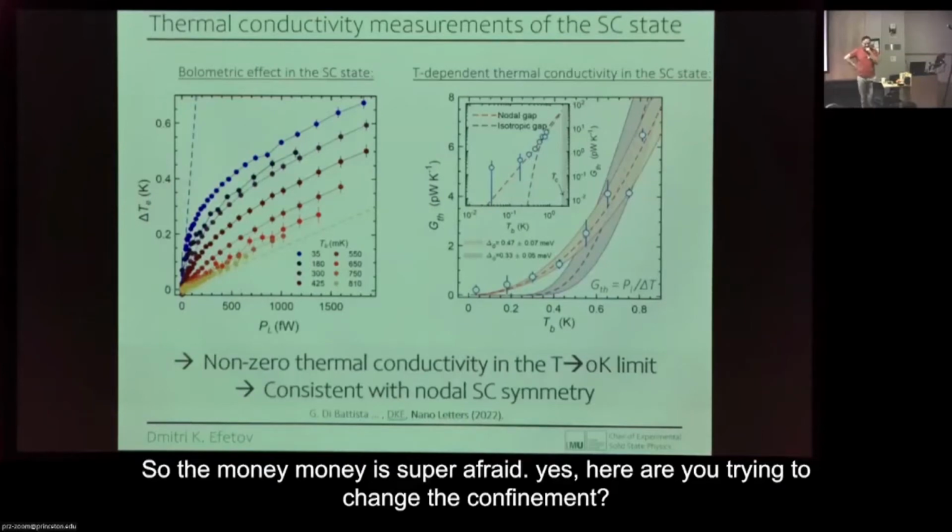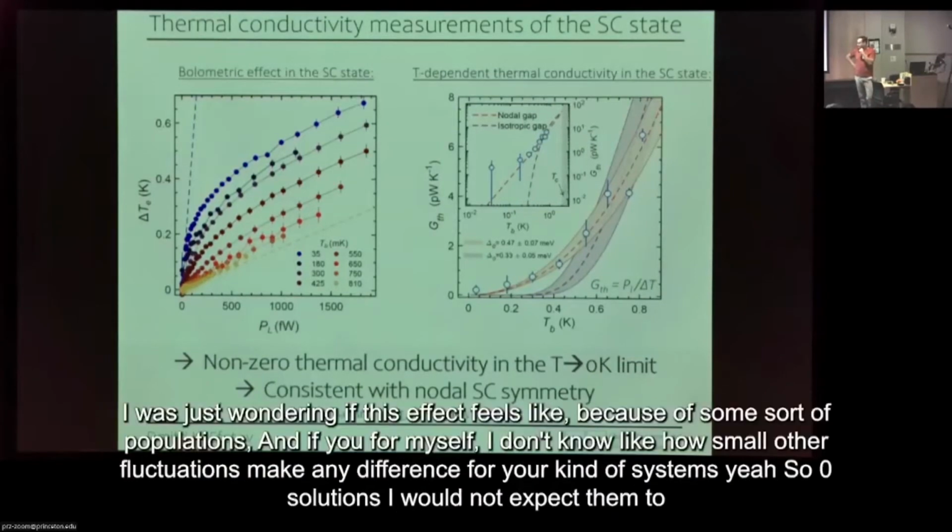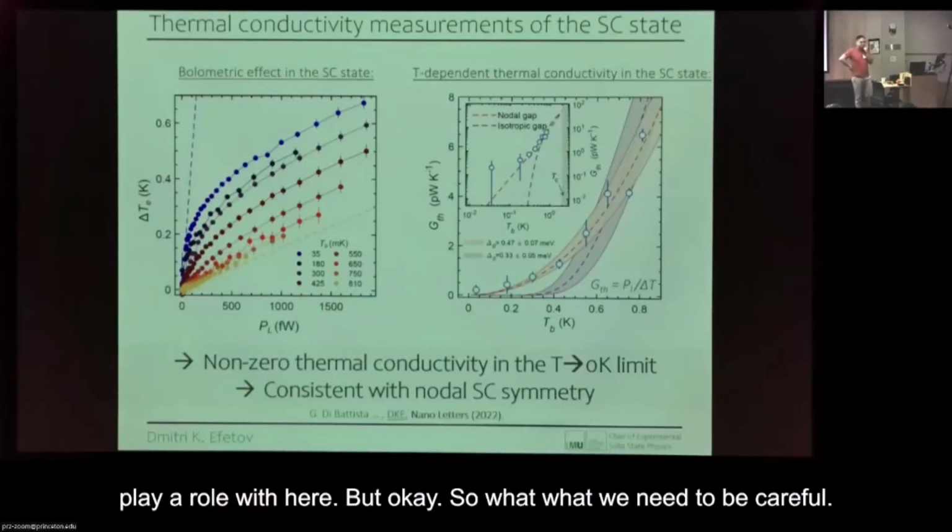So my point is, do other fluctuations make any difference for your kind of systems? Lower temperatures. So I mean like zero-point oscillations. Yeah, so zero-point oscillations, I would not expect them to play a role here.